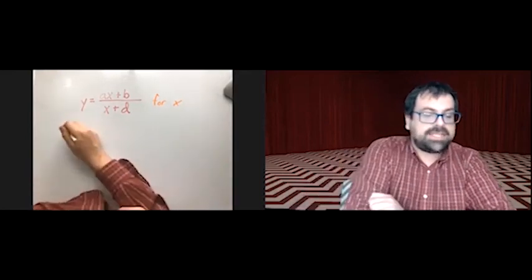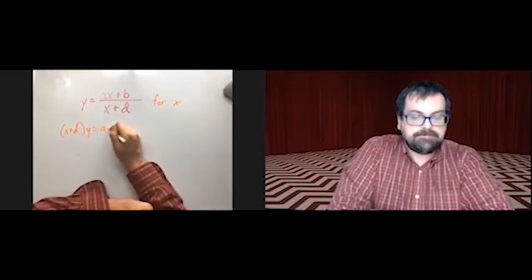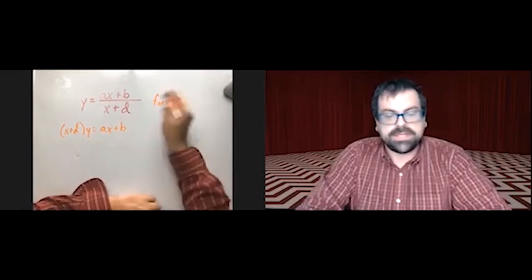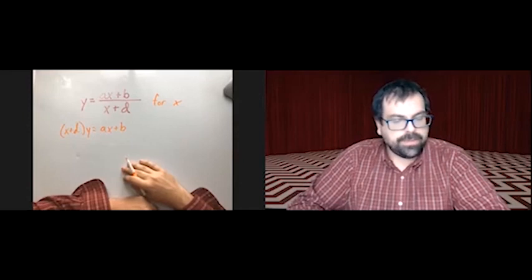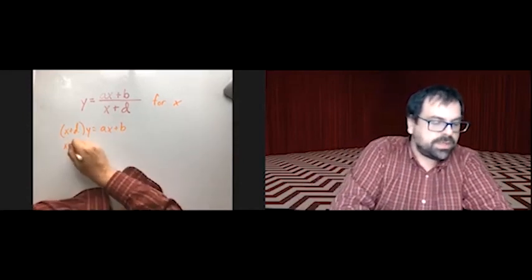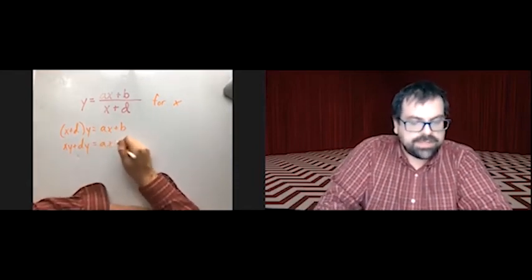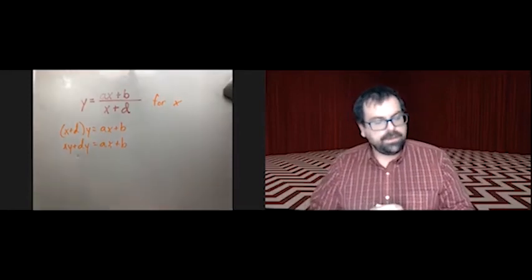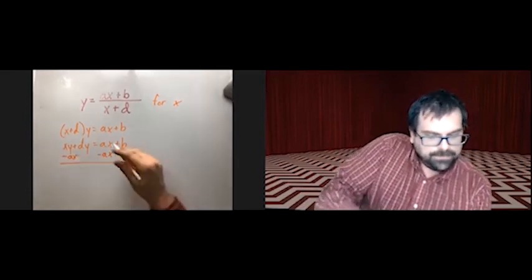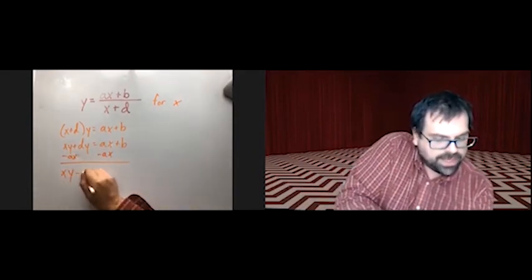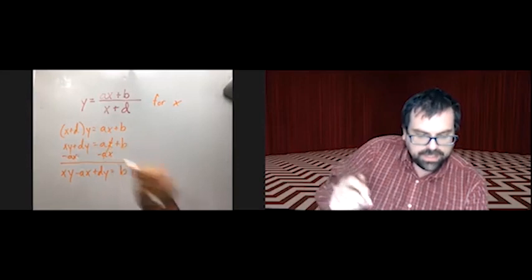First, multiply both sides by x plus d to get rid of the fraction. The x plus d would cancel away on the right. It's multiplied on the left. Distribute to get rid of the parentheses. Now let's subtract the ax from both sides, to move that over here. xy minus ax plus dy is just going to be b.